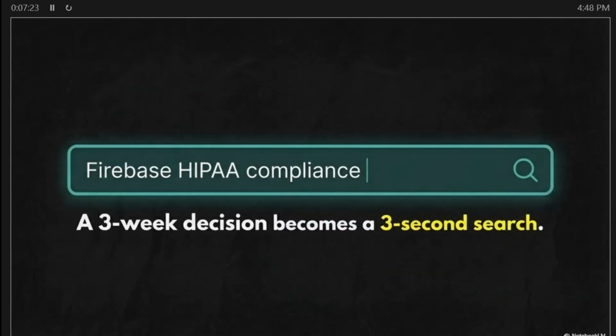Okay. And so when we think about this, it says here, a 3-week decision becomes a 3-second search. So you made something 3 weeks ago, and now I just search it. So it's like, wait a minute, how did I do the Firebase compliance thing? And it just comes up and shows you this is how you did it. And again, that is your institutional memory.